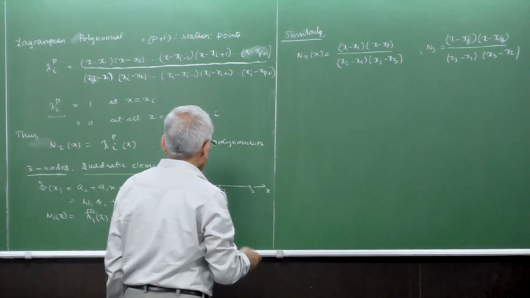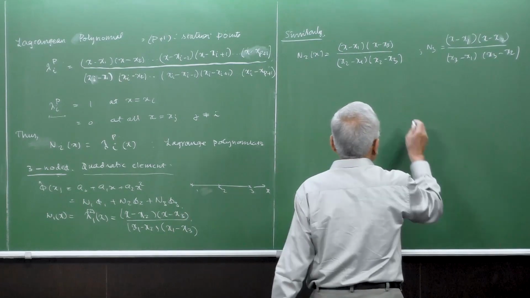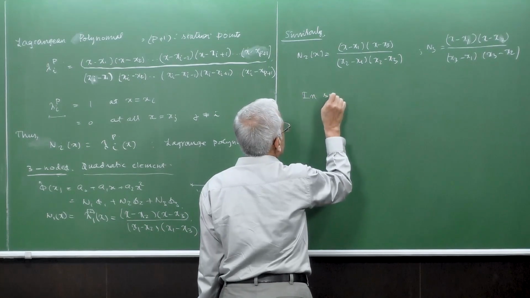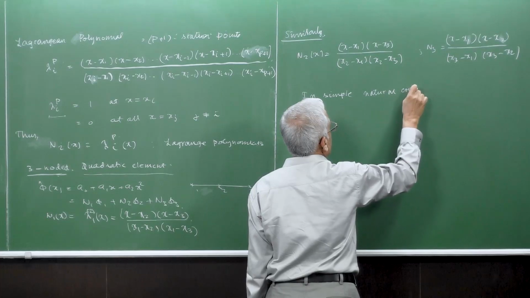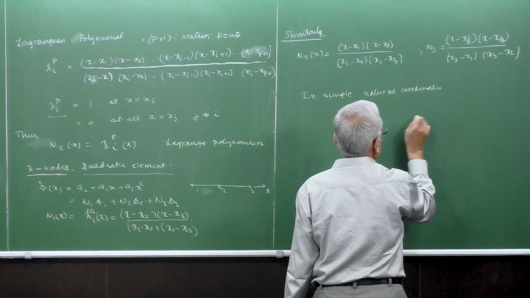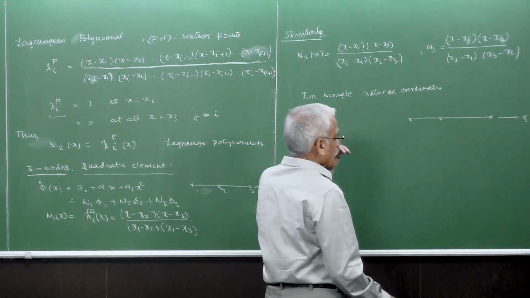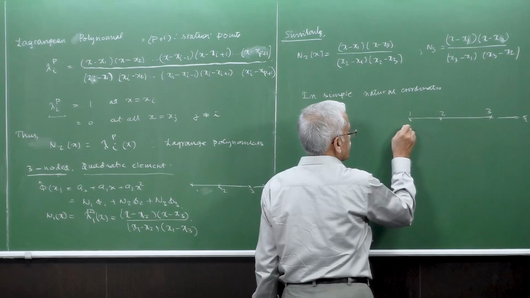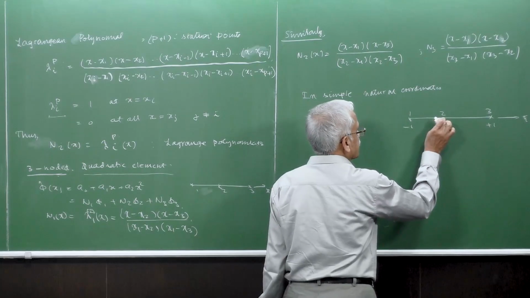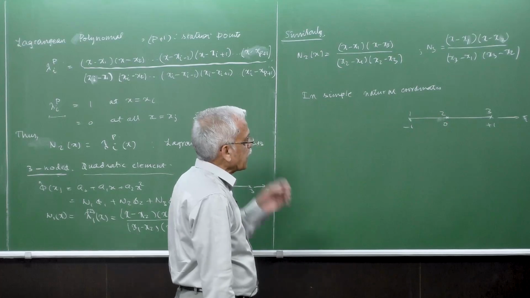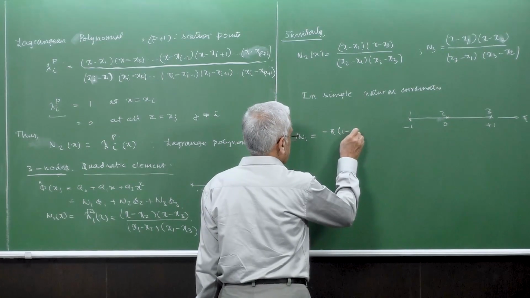Okay, so this is for the 3-noded quadratic element, and this is how we can develop it. On the other hand, we can instead write it in simple natural coordinates, in terms of xi. And these are the 3 nodes. So xi goes from -1 to +1, and the middle one is, of course, 0. And that way we can write the same thing in terms of xi. So it's minus xi, 1 minus xi by 2.